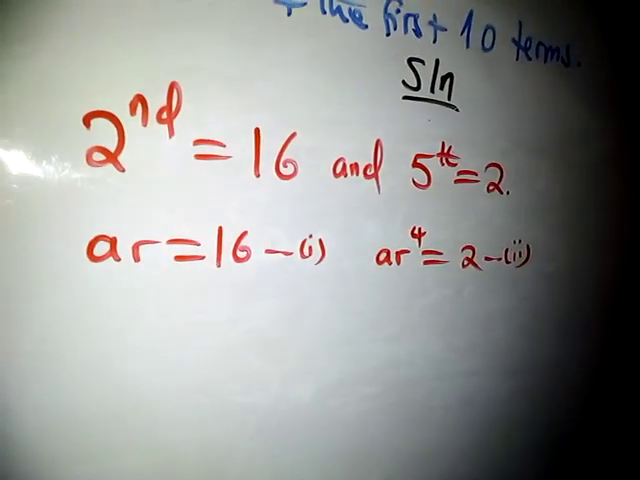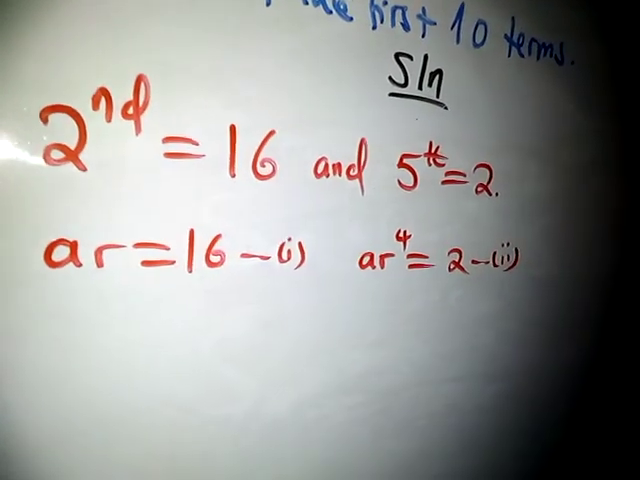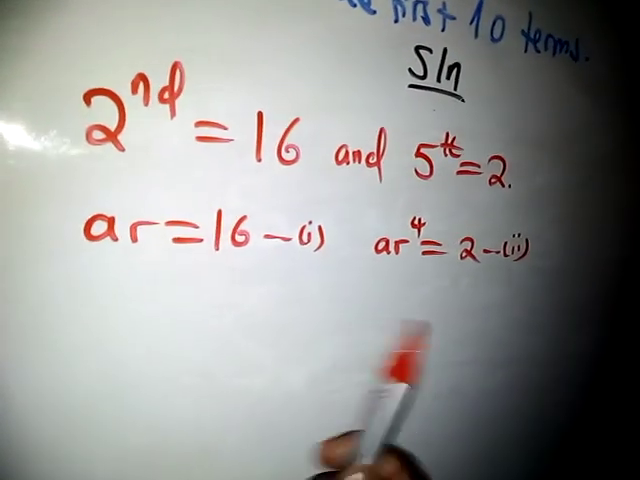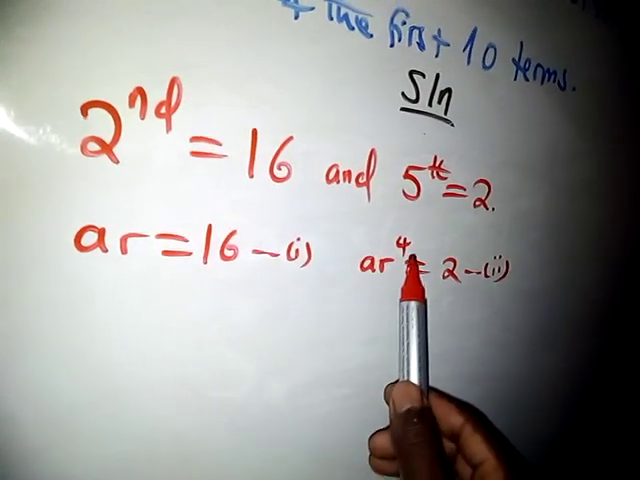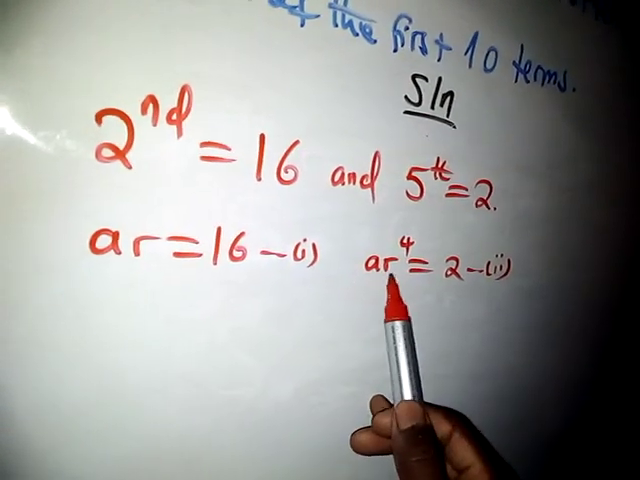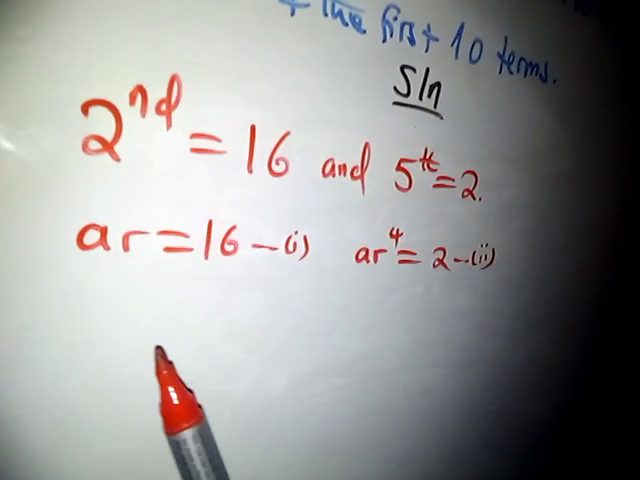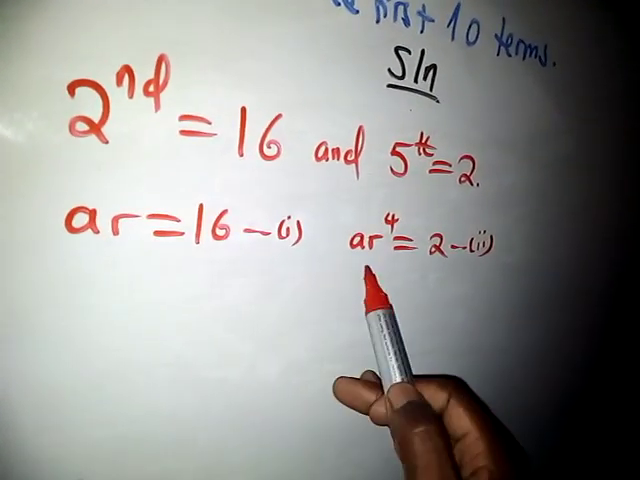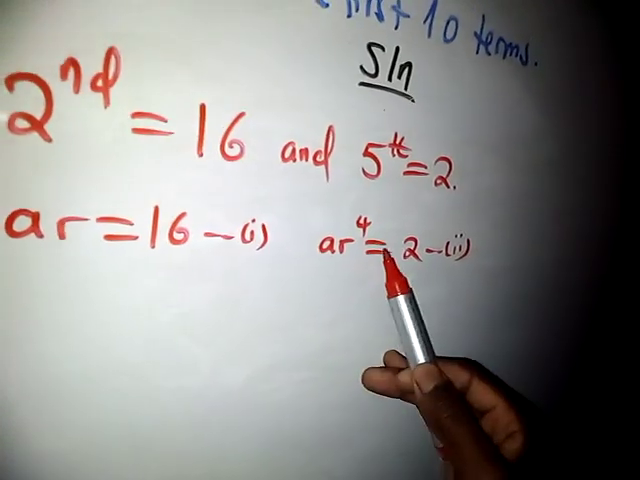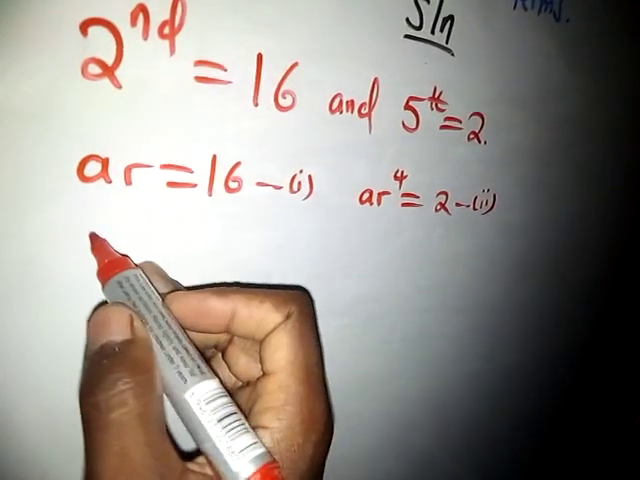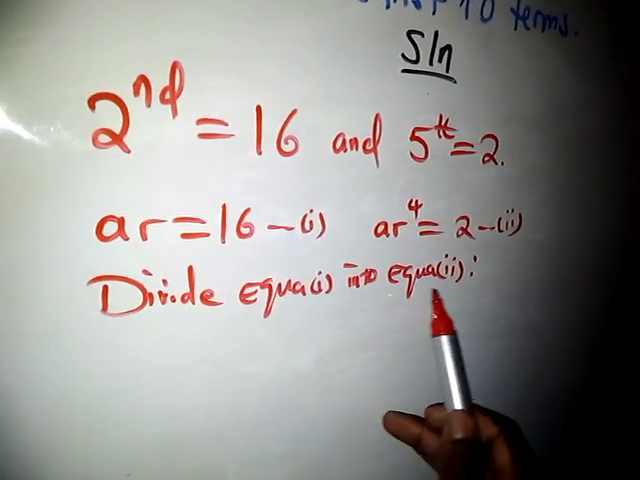So what you do, we have got two equations here, equation number 1 and equation number 2. For you to do so, we need to divide one equation into the other. Now, how do you tell which one to divide? Well, we just check the powers of R. The equation with the highest power of R will be the one to be divided into. In this case, the second equation is the one to be divided into. In this case, we say divide equation number 1 into equation 2.